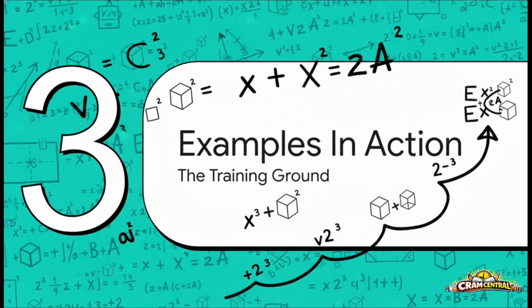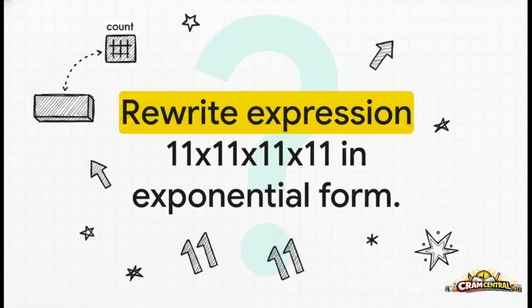Okay, let's head into the training ground. It's time to walk through some real examples in action. Here is our first challenge, 11 times 11 times 11 times 11. Take a quick second. How would you write this out using our 3-step rule? What's your base and what's your count?